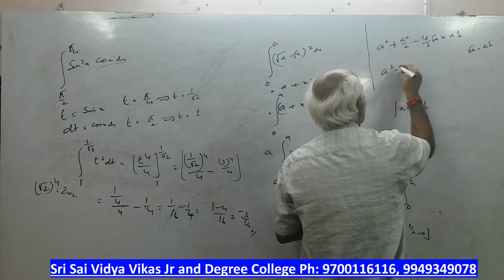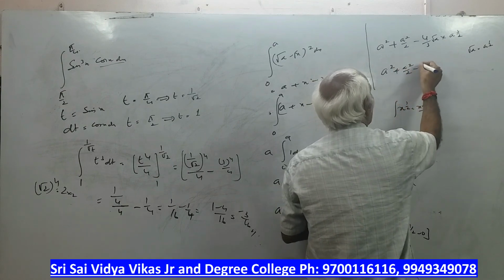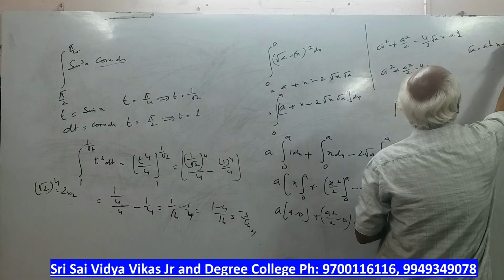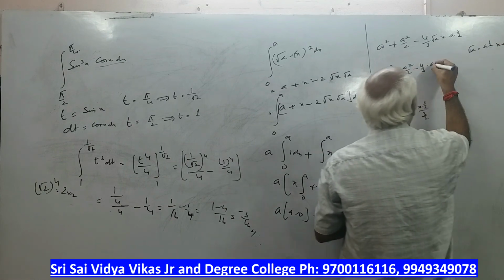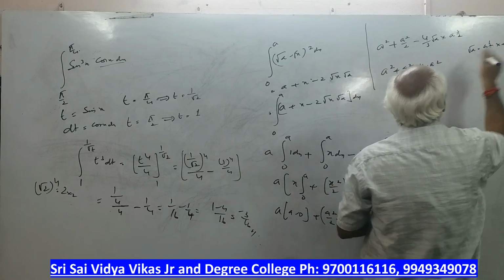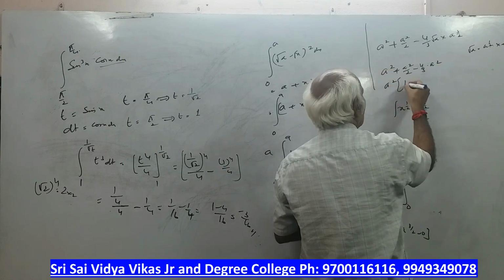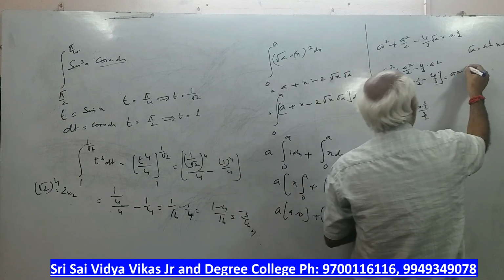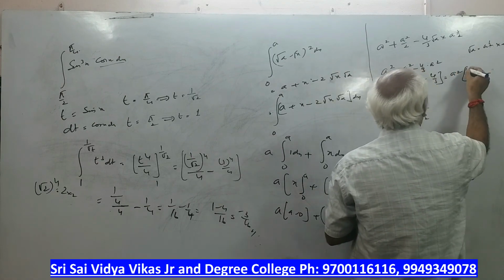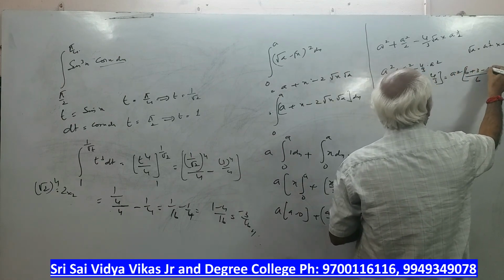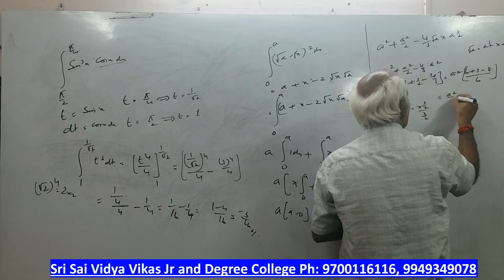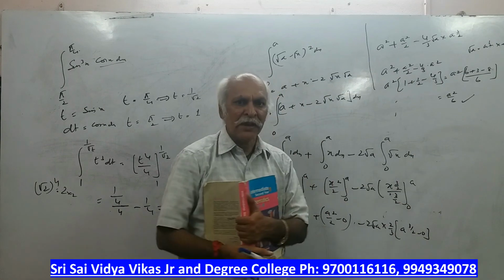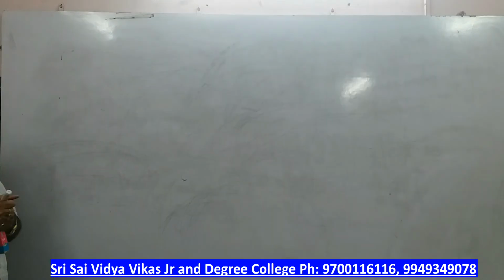A square plus a square by 2 minus 4 by 3 into here root a means a power 1 by 2 into a power 3 by 2, which will be a square, because 1 plus 3 is 4, by 2 is 2. Wait, so take out a square common, 1 plus 1 by 2 minus 4 by 3. So a square, LCM is 6, 6 plus 3 minus 8, that is a square by 6. So simplification look at here. Okay, please note on this.